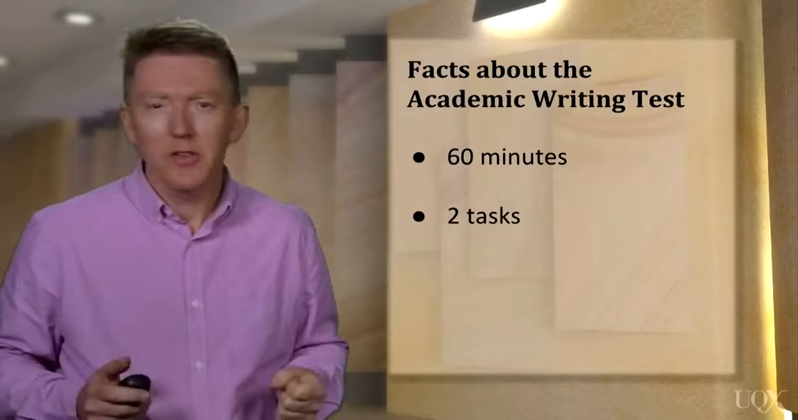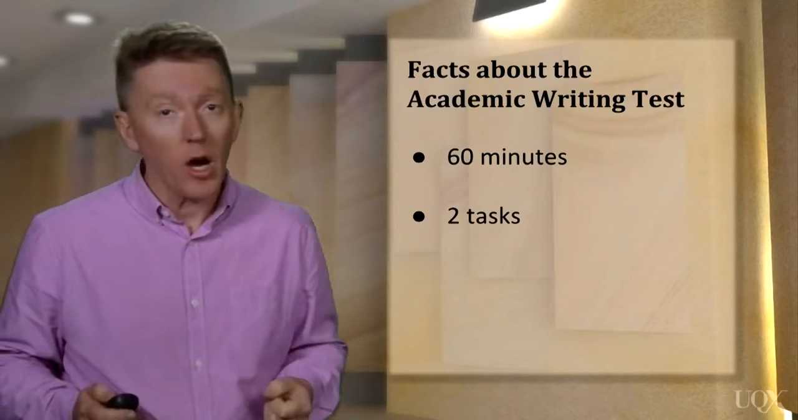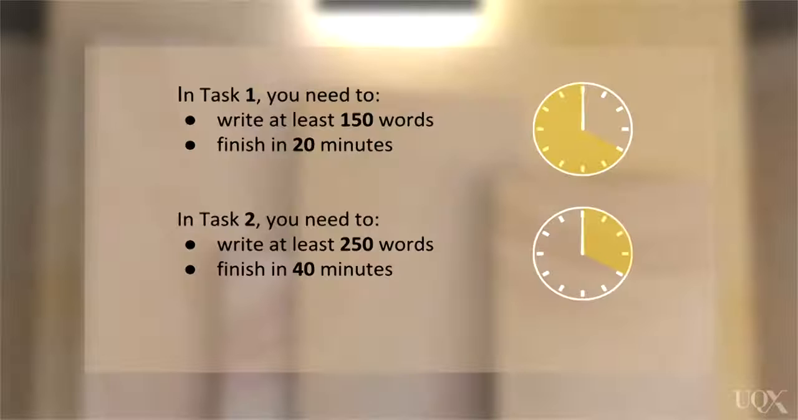There's a lot to do in 60 minutes, and it's a good idea if you can organise your time like this. In Task 1, you need to write at least 150 words, and we usually recommend that you finish in 20 minutes. In Task 2, you need to write at least 250 words, and you should plan to finish in 40 minutes. Let's look at the 2 tasks in more detail.